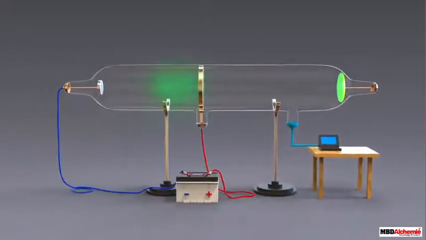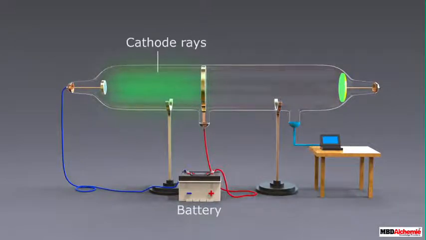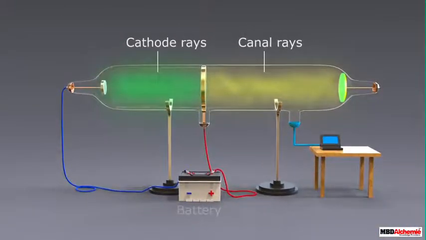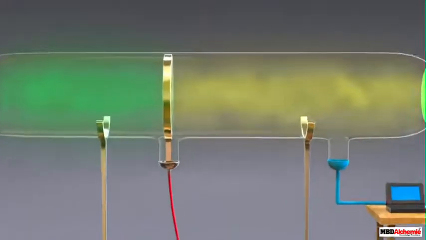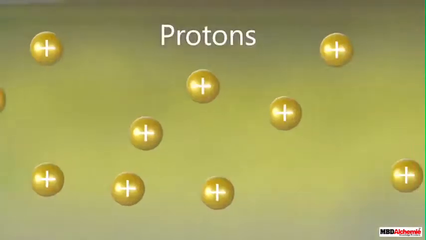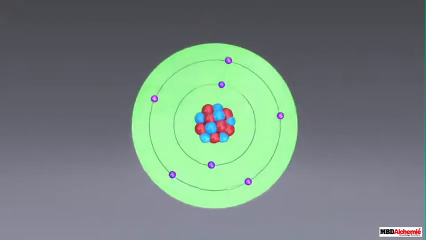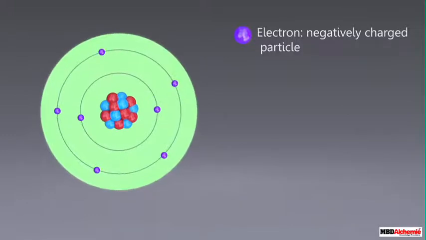On passing the electric discharge, rays were observed which traveled in the direction just opposite to the cathode rays. These were named canal rays and they passed through canal-like holes. As their direction was just opposite, it was concluded that these must be made up of some positively charged particles. These positively charged particles were nothing but the protons. So now we know all atoms have two types of charged particles: electrons, the negatively charged particles, and protons, the positively charged particles.